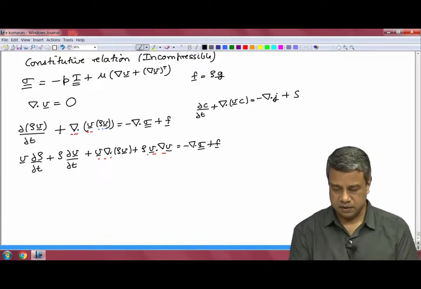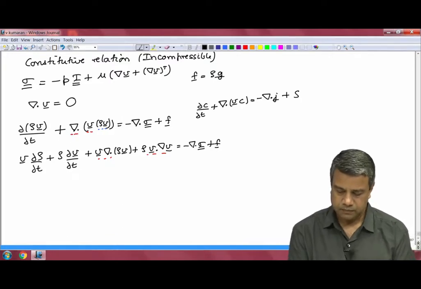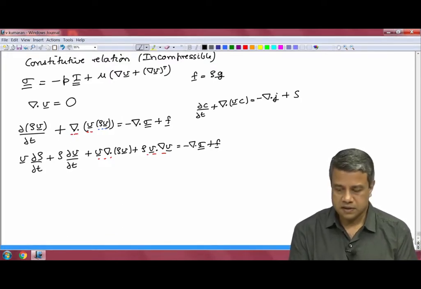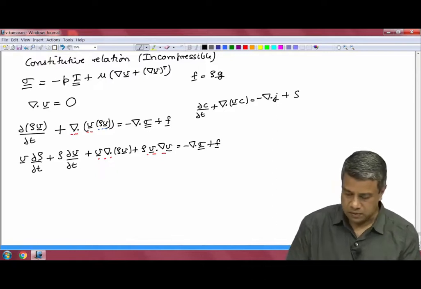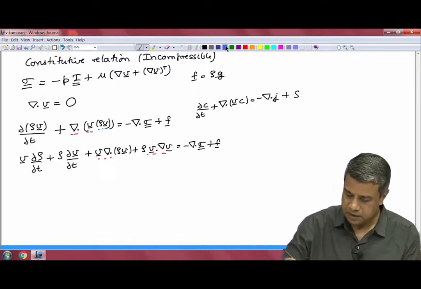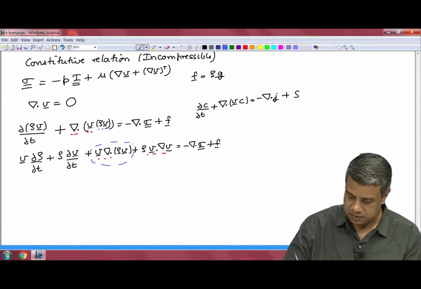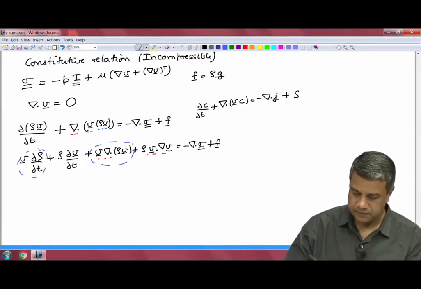Yeah, that's better. So, this is the expansion using product rule. And I can combine these two terms.